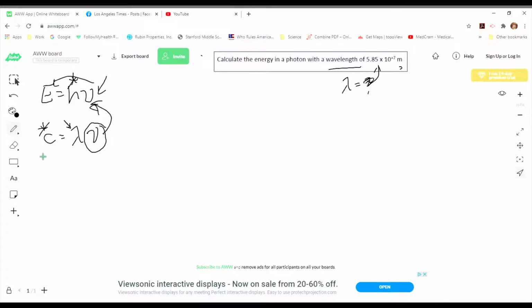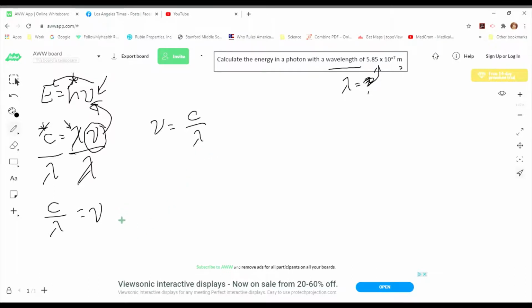And so the first thing we're going to be doing is solving for frequency. Basically what you can do is rearrange this equation to solve for either frequency or wavelength. If you divide both sides of this equation by wavelength, you get C divided by wavelength is equal to frequency on the left side. And then I can just flip them around. Frequency is equal to C over wavelength.